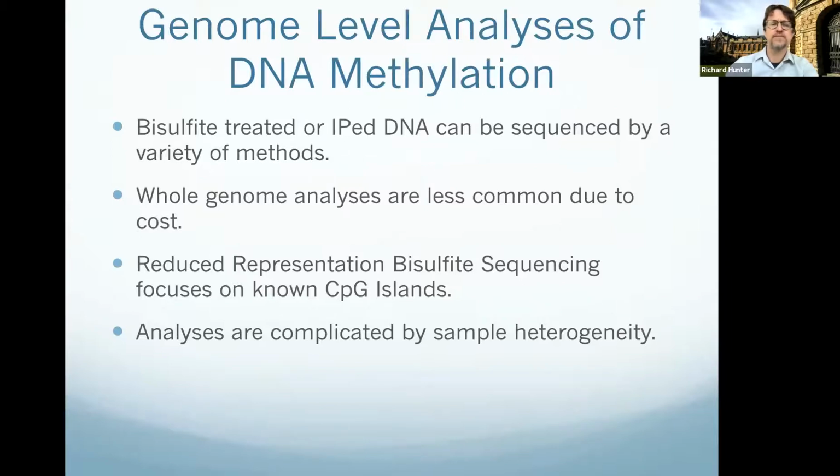Okay, so whole genome analyses are less common due to the cost, but they probably should be happening more. One way to get around the cost and get a broader sample is what's called reduced representation bisulfite sequencing. So that's only looking at targets. The same kind of method applies with these Illumina methyl chips, where you're only looking at 800,000 or a million or so known CpG islands.